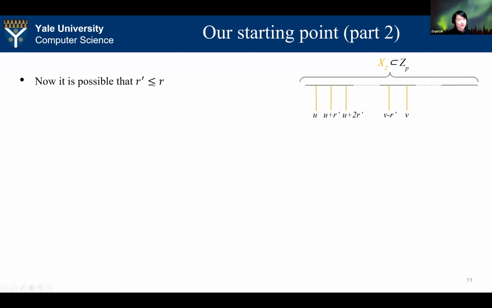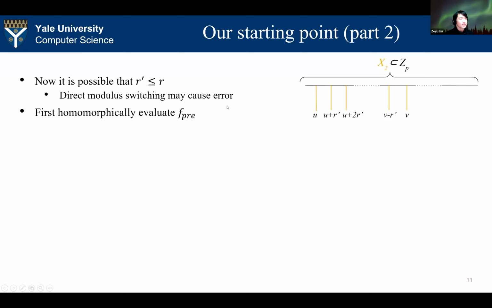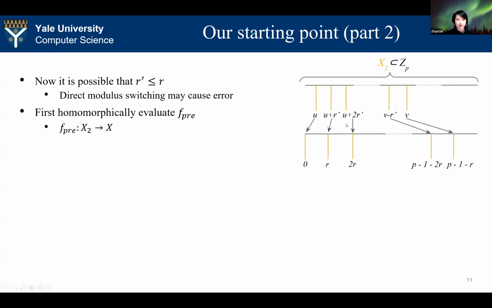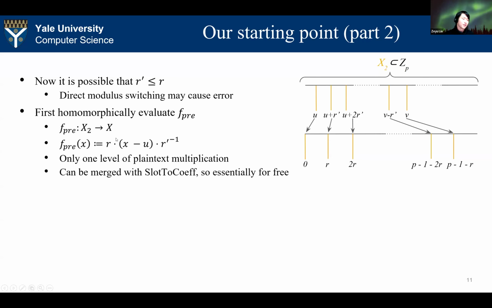Okay, so what we do for this is, first, the issue is that it's now possible that R prime is smaller or equal to R. So it means that the modular switching can cause some error. So what we do is first compute some homomorphic pre-processing function, which we call f pre, and this f pre will just map this X2 to the X we just mentioned. And this mapping can be done via this function. This function only requires one level of plaintext multiplication, and furthermore, it can be merged with slot-to-coeff, so it can essentially be achieved for free.